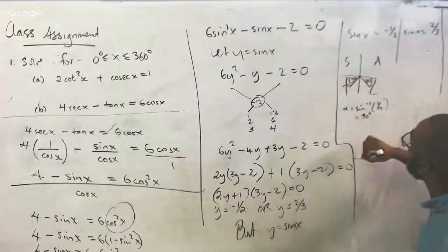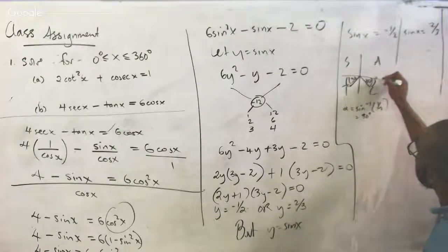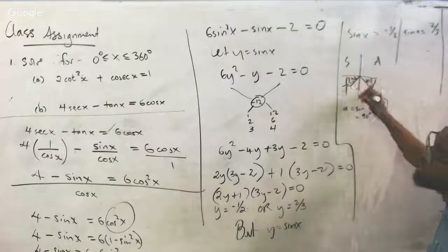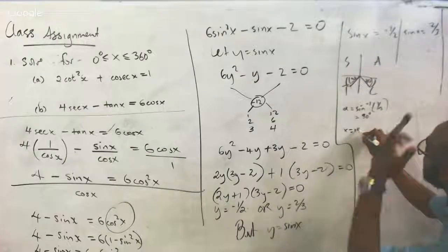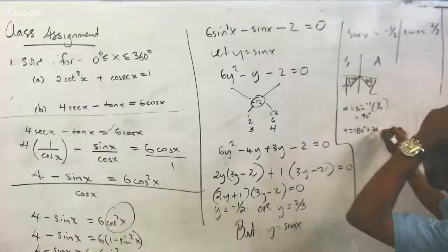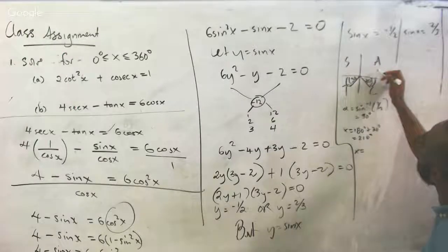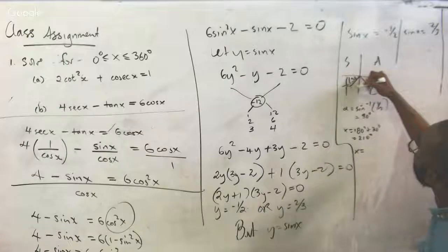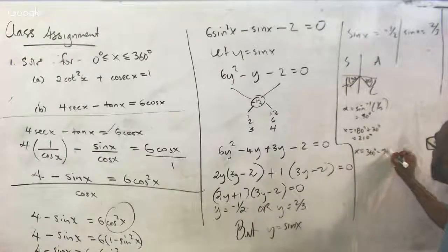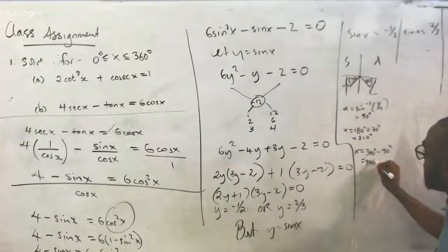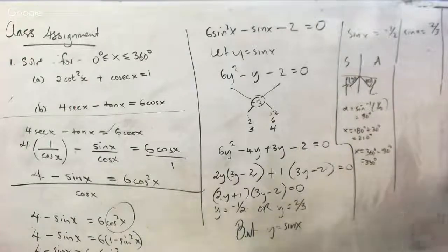Reading off my solution, it is 180 plus another piece. So x equals 180 plus 30, 210. And x equals 360 minus a piece, 330 degrees. And then over here, same thing.